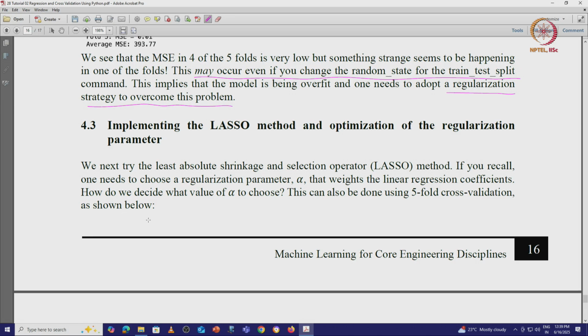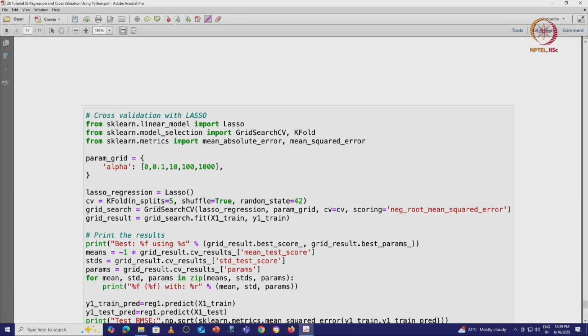You already know that LASSO stands for least absolute shrinkage and selection operator, and one needs to choose this regularization parameter that weights the sum of the absolute values of the linear regression coefficients. So, how do we decide what value of alpha to choose? This can be done using 5-fold cross validation as is shown below.